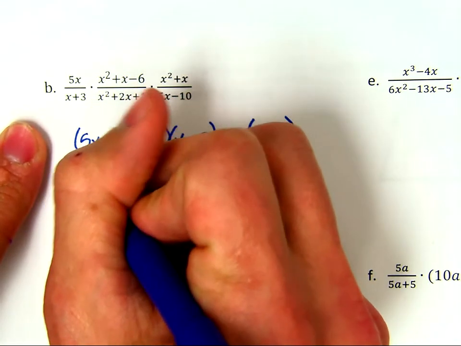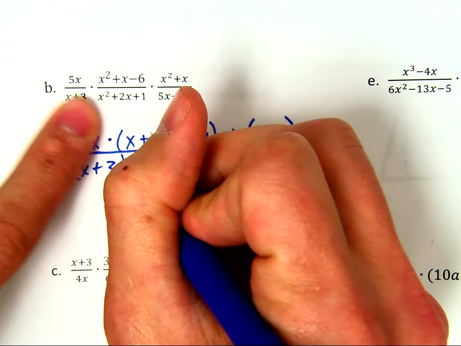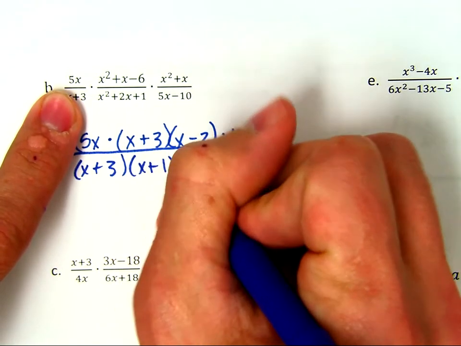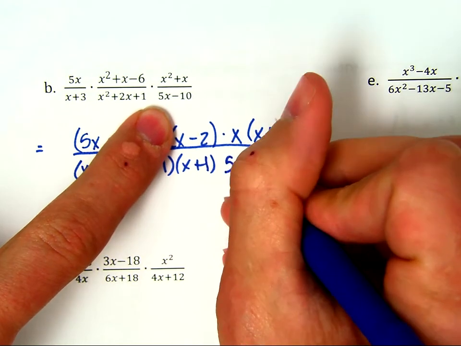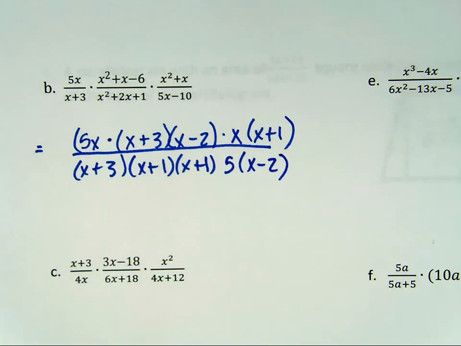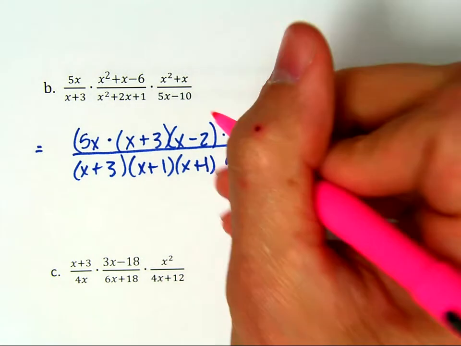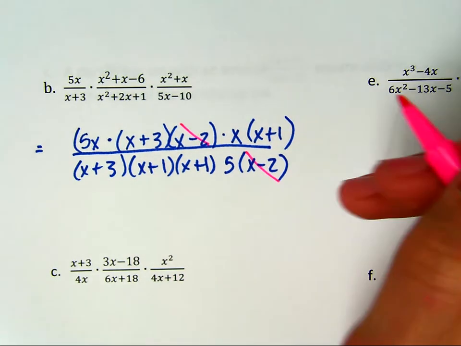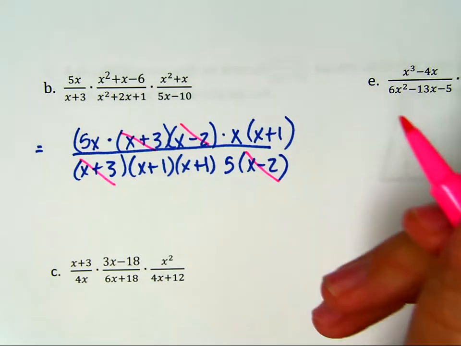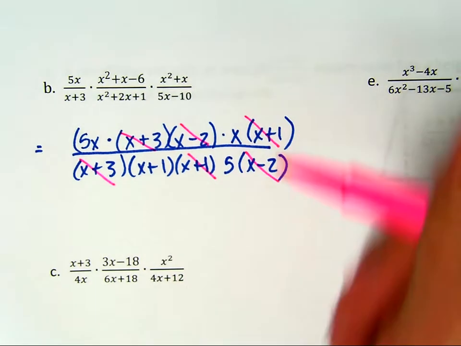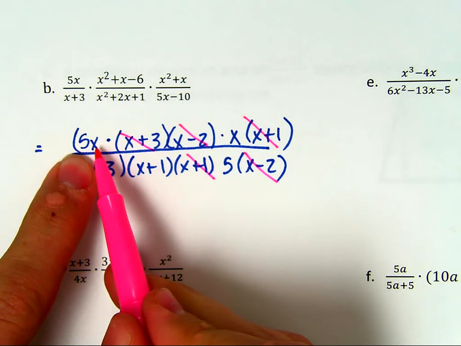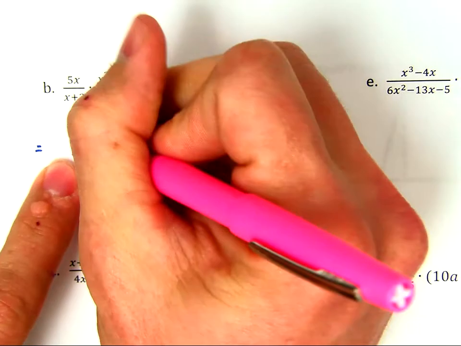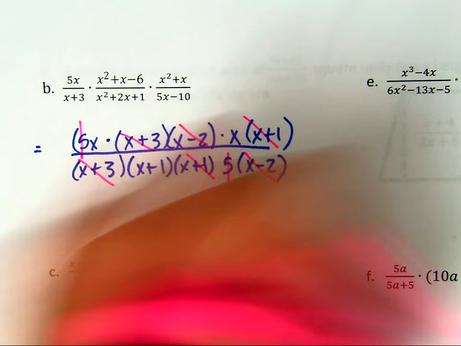I've got x plus 3, x squared plus 2x plus 1 factors to x plus 1 times x plus 1. And here we've got a GCF of 5, so I'm going to factor out the 5, and I get x minus 2. Okay? So we multiply across, then we look for common factors. Here I've got x minus 2. We've got x plus 3. I've got x plus 1. Right? And so this is 5 times x. So 5 and x are actually different factors. So 5 and 5 right here will cancel.